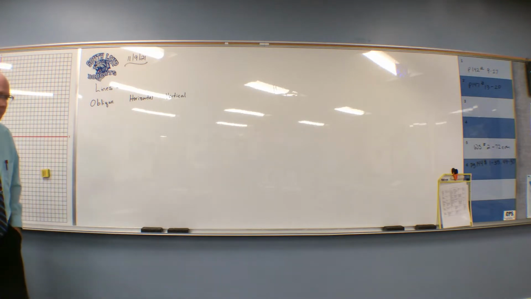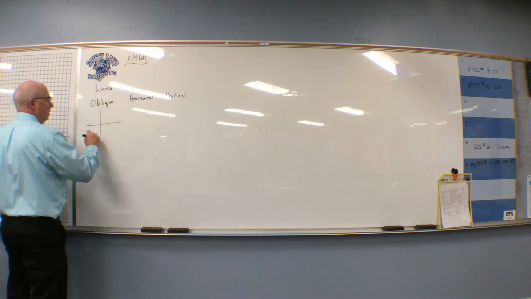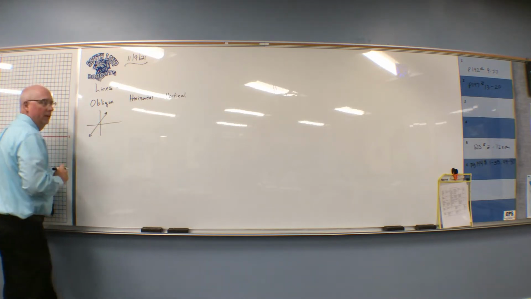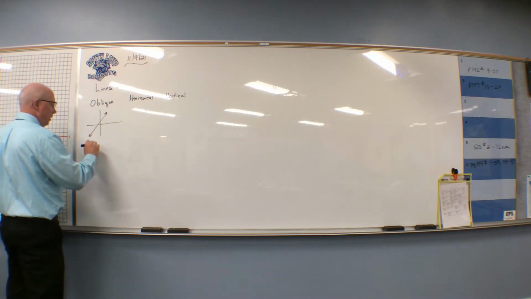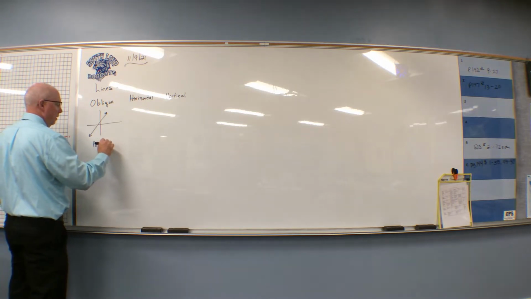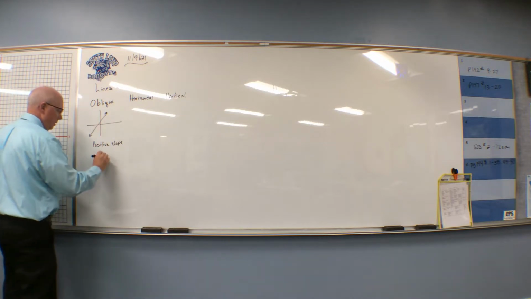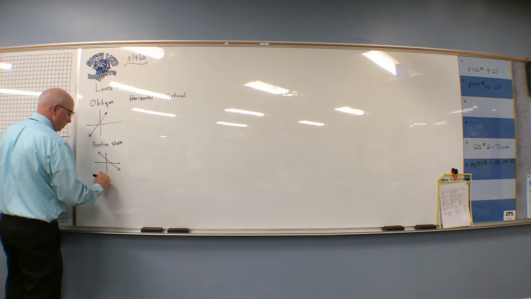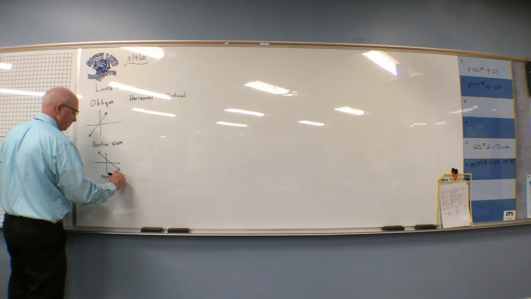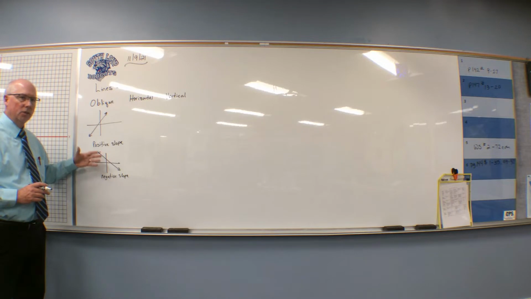Okay, the oblique lines are, if I do an x and y axis, oblique lines are like this. Okay, all right. So an oblique line like this has a positive slope. And we'll get to slope in a minute. And then one like this has a negative slope. And all lines are defined by their slope. So oblique lines have a positive slope or a negative slope.